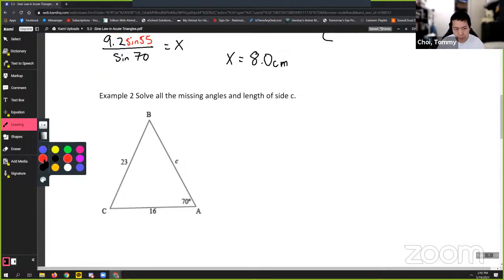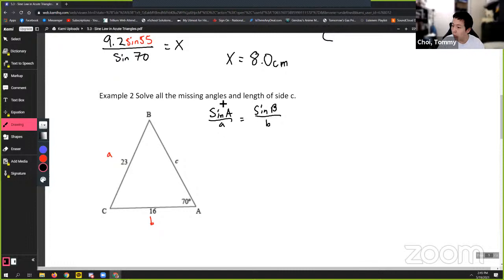So once again, angle-side pair. What really helps a lot is to label the rest of the lowercase letters or capital letters if they are missing. So I'm going to write A and B here, opposite of their angle. And I am solving for a missing angle this time. Because I'm solving for a missing angle, I'm going to use the other equation, which is sine A over A is equal to sine B over B. We're using this one because we're solving for angle B.